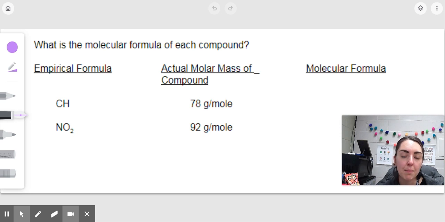Hello, so we're here talking about molecular formula. So if you're doing a molecular formula, you have probably already calculated the empirical formula. And if you have not already calculated the empirical formula, you might need to go do that first, depending on the question. So many questions ask you to do both the empirical and molecular, and you need the empirical in order to do the molecular. So keep that in mind.